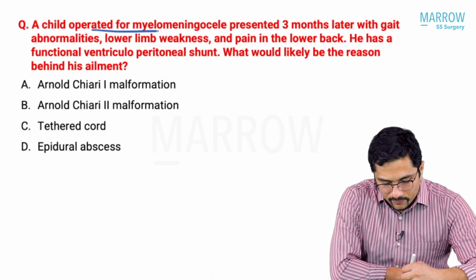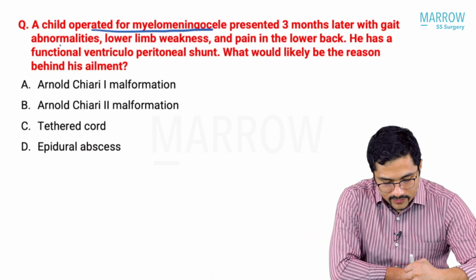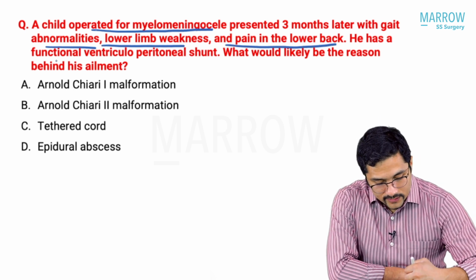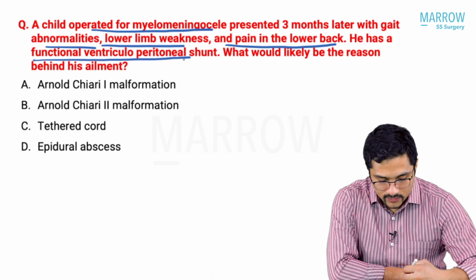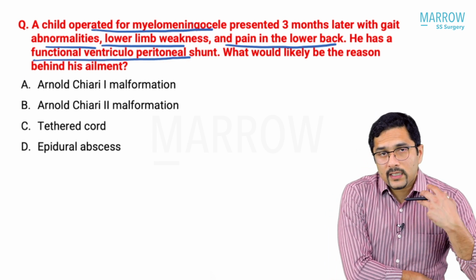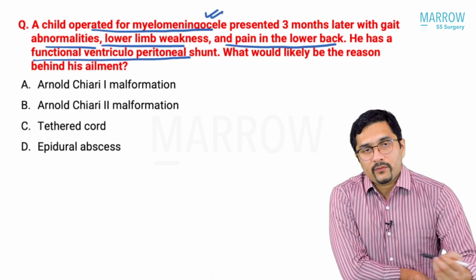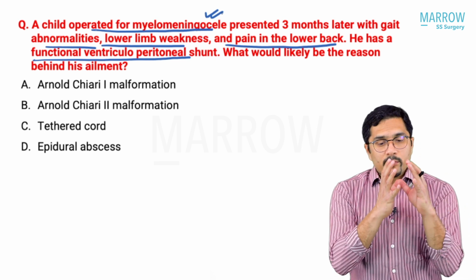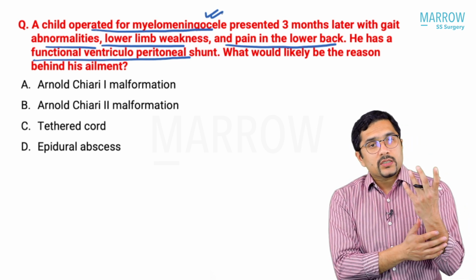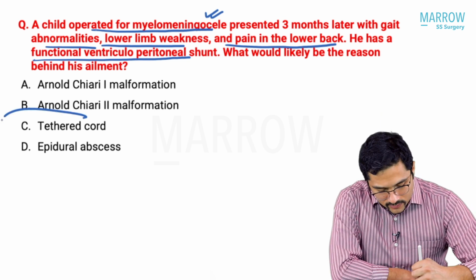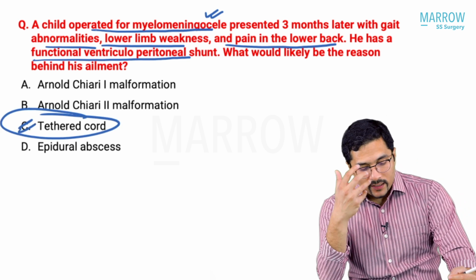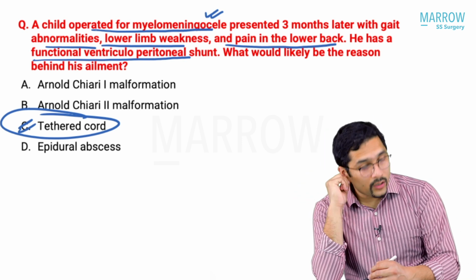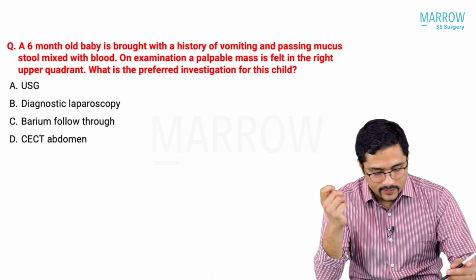A child operated for meningomyelocele presents 3 months later with gait abnormalities, lower limb weakness, pain in the lower back. He has a functional ventriculoperitoneal shunt. So the clear indicator here is that the child is being operated for meningomyelocele. In patients who've undergone surgery, the cord fibers can get tethered after a neurosurgical procedure, and that can give rise to gait abnormalities, bladder abnormalities, and constant pain. So this is nothing but a tethered cord which is responsible for the child's symptoms.